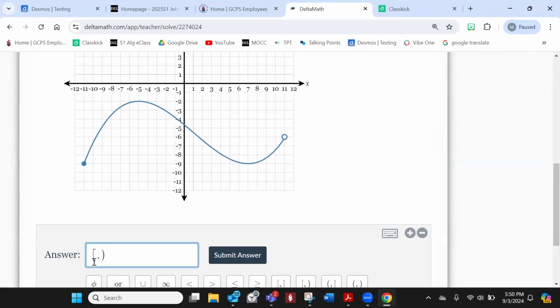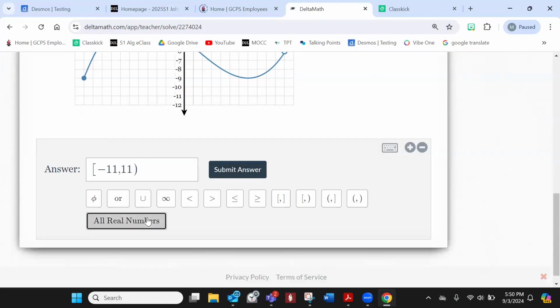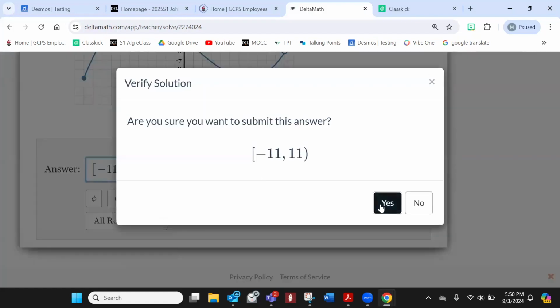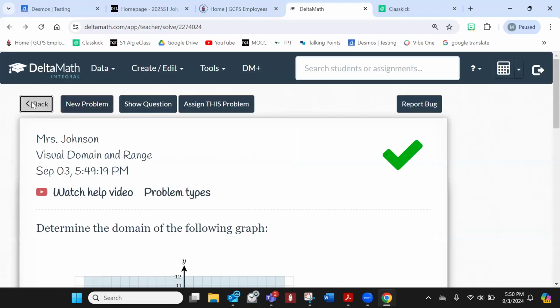Now, if I have this correct, I need to go ahead and put my start and my end point. It starts at negative 11 right here, and it ends at 11. Oops, I didn't mean to do that. Okay, so now let's submit. Okay, so that's the domain.